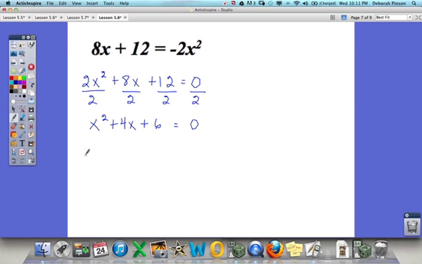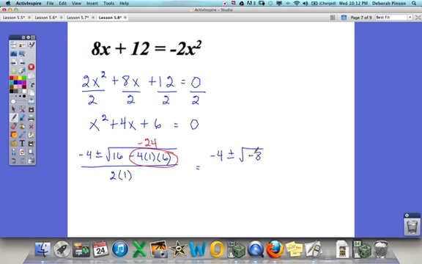Then let's plug into our formula. Negative b plus or minus the square root of b squared minus 4ac all over 2a. Alright, so simplifying down here, I have a negative 24, which means 16 minus 24 is a negative 8.